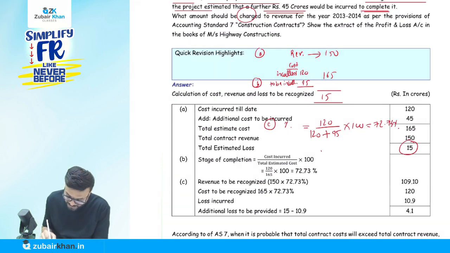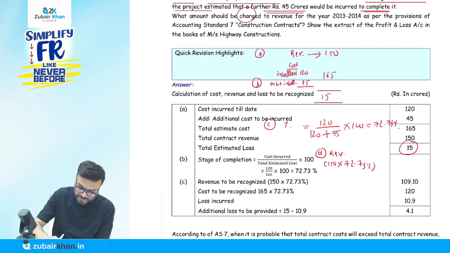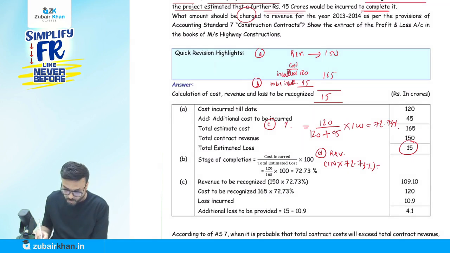Now point number D. Do you remember point number D? So total revenue, I am to recognize here. Total revenue is how much? 150 multiplied by the percentage of work completed, 72.73%. 150 multiplied by 72.73% comes to 109.10, let's say. Now what will I deduct from this?